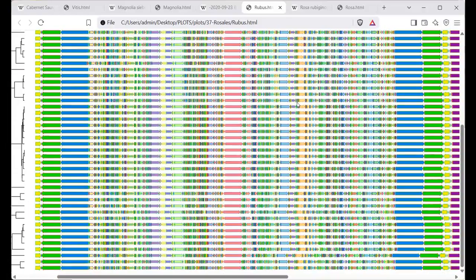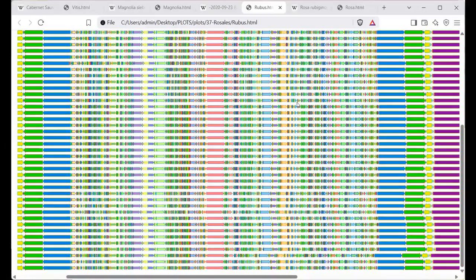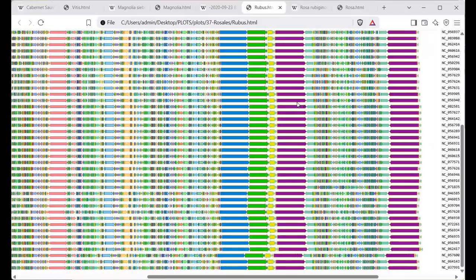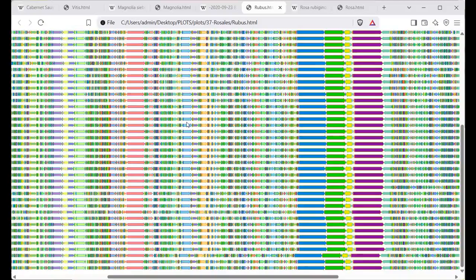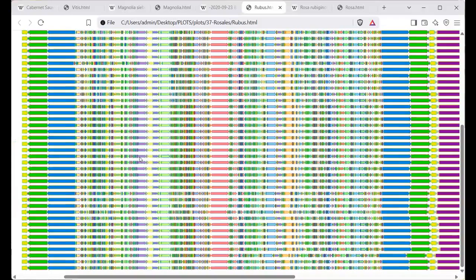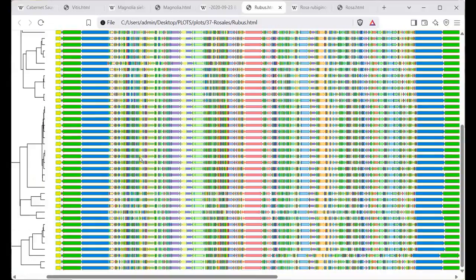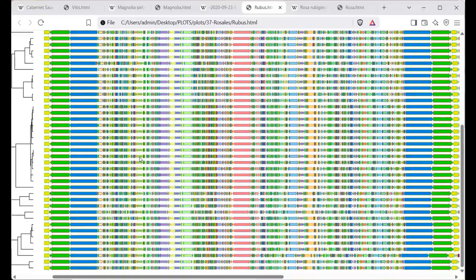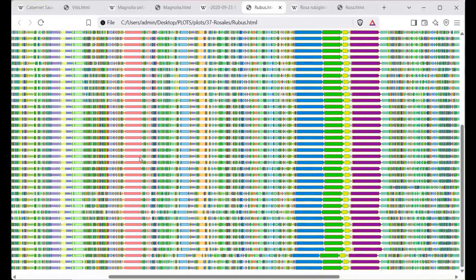One reason the sequences look fragmented could be that there are more sequences, but that's not always true. You can see that in Magnolia, I have a similar number of sequences, but they are not as fragmented. What the fragmentation means is that the sequences diverge from each other. So if these various PGR-TK plots have less fragmentation, that means the sequences are more similar. So here it seems like these Rubus sequences are more divergent than Magnolia or Vitis that you have seen before.